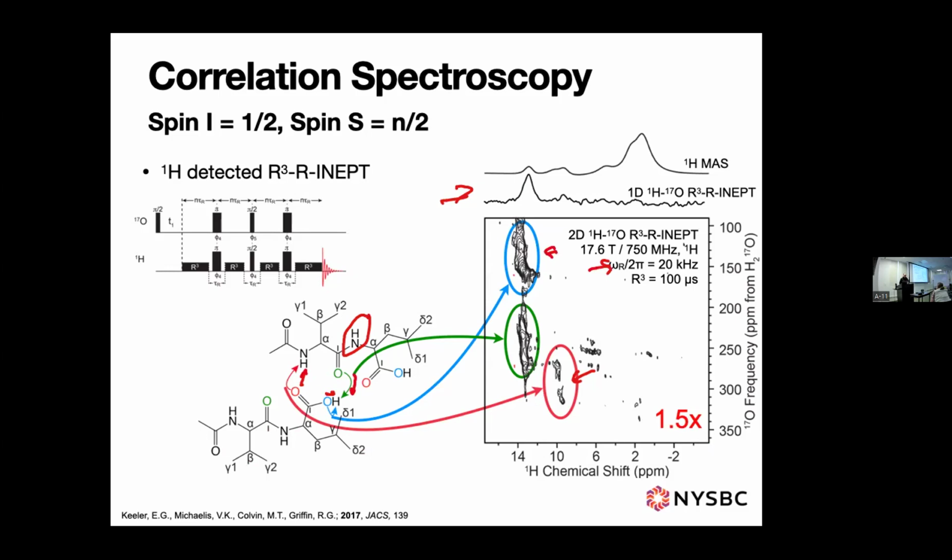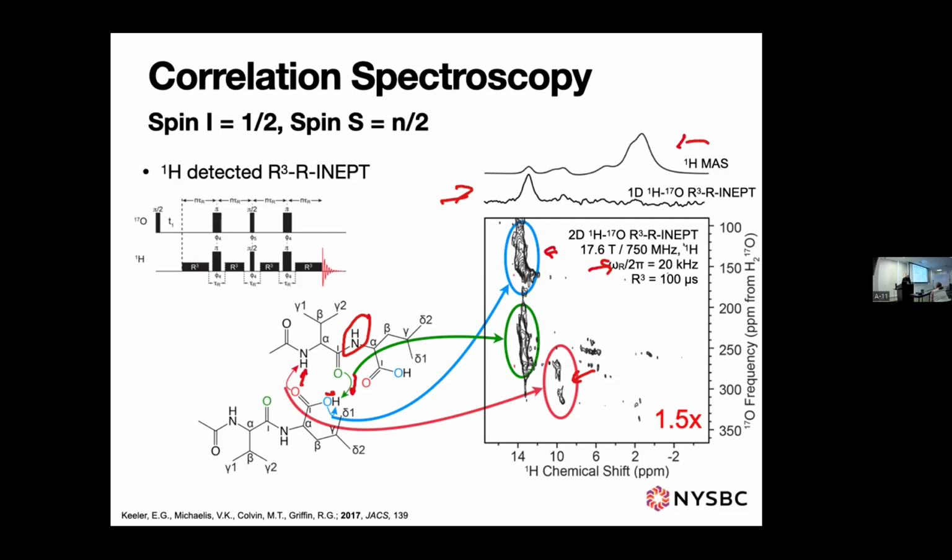So you can see how broad this is. It's a small sample, and we're filtering out everything that's not attached to oxygen. So the line width of the proton is not that much of a worry, because mostly we're seeing amide and OH protons, and there's only a few of those.